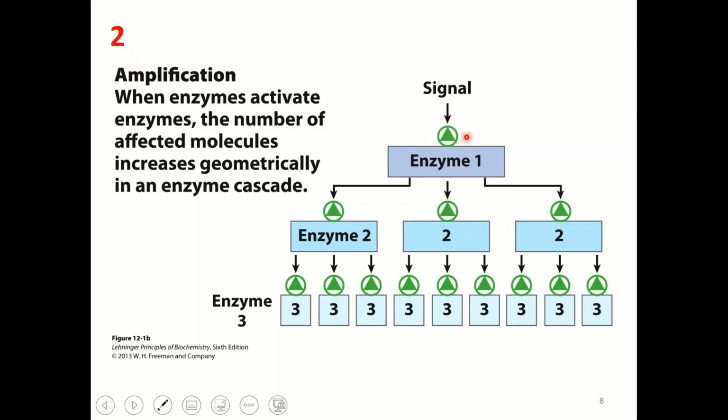In this case, our receptor would be enzyme 1, getting a binding of that signaling molecule. Then it will activate a second enzyme, and in this example it activates 3 of them. Then enzyme 2 will activate 3 more of enzyme 3. So you can see that one signaling molecule can now have activated 9 enzyme 3s. This is a generic example, and we'll see a more specific example in a minute.